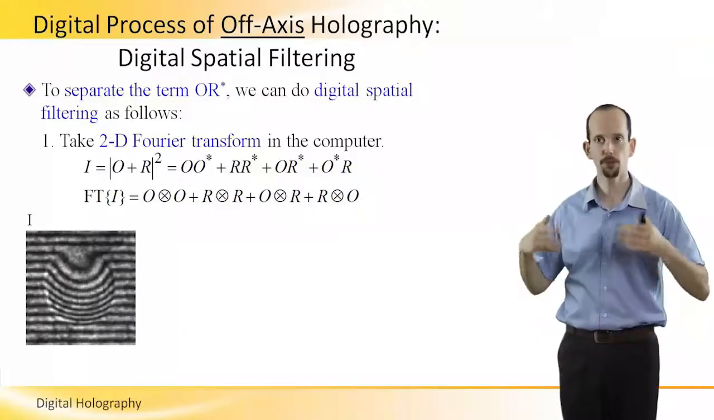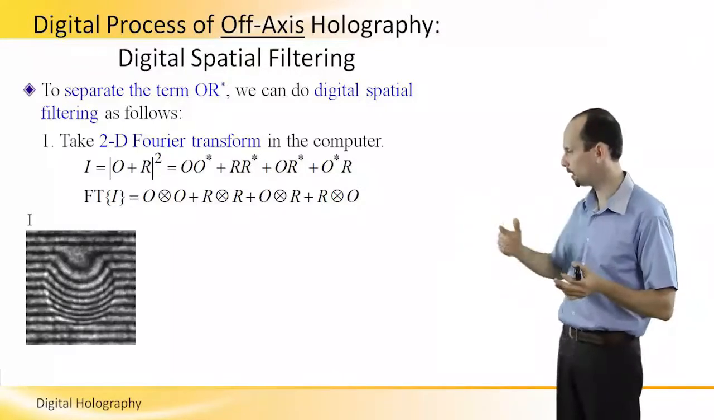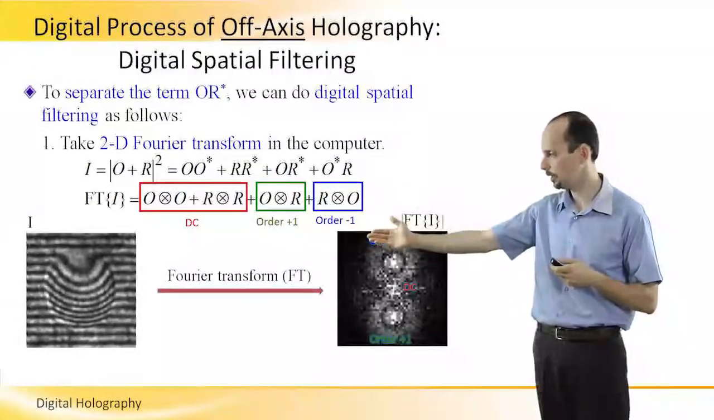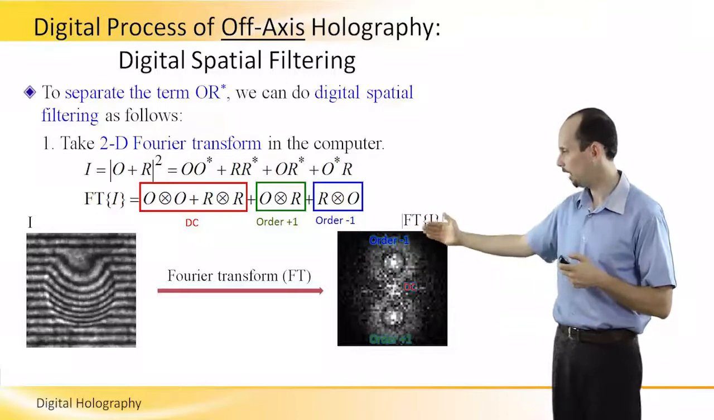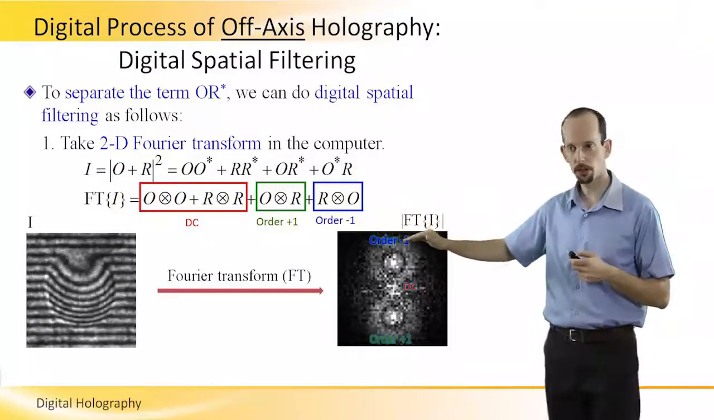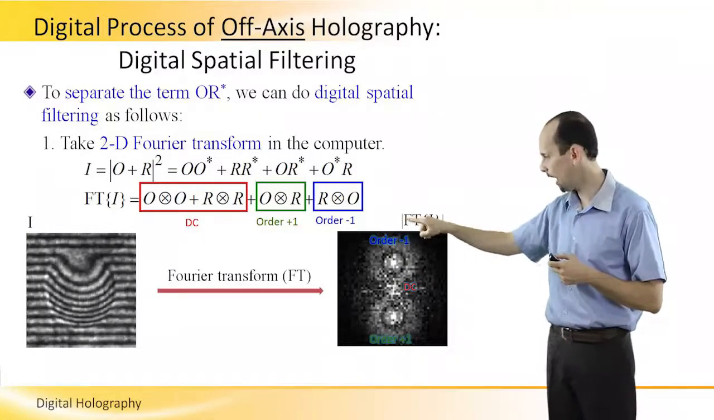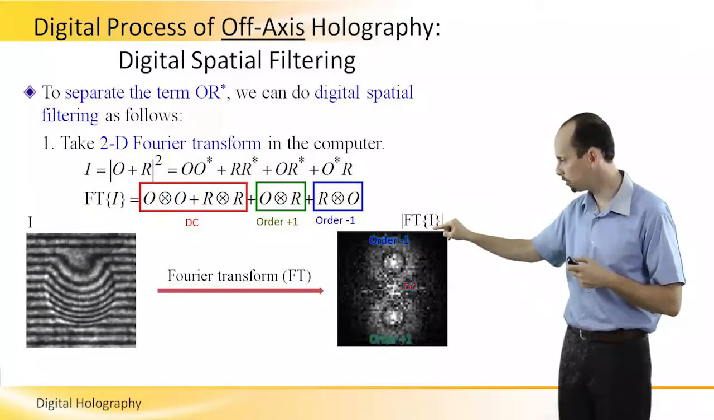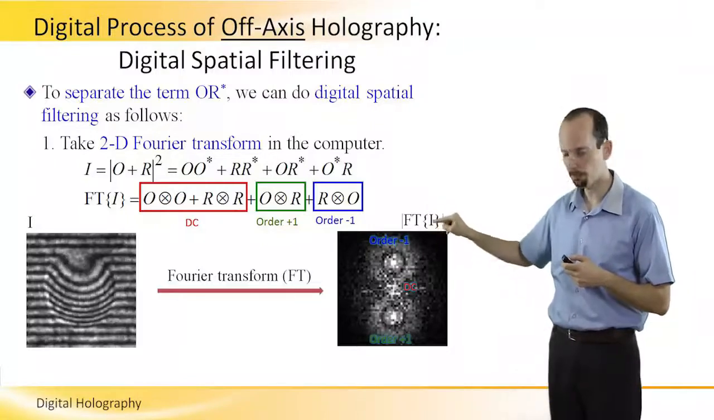And because of the Fourier transform properties, each of the multiplications turns into correlation. So we are taking the image here, and after the Fourier transform, because of this carrier frequency, we can actually get that each of the high orders, +1 and -1, are positioned in different locations in space.